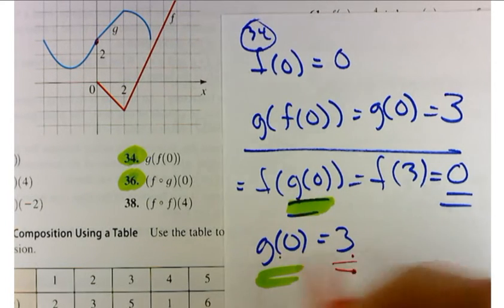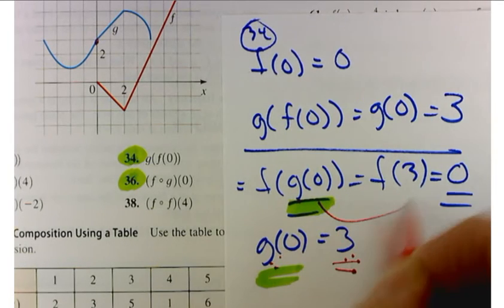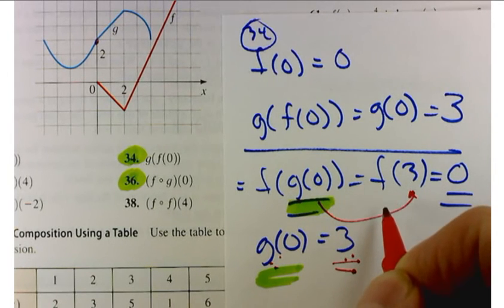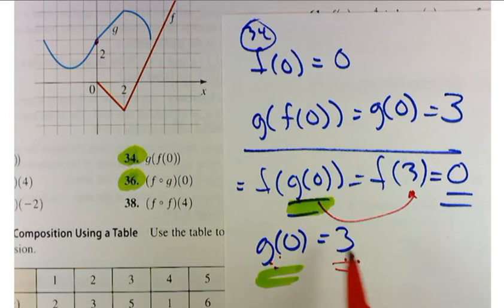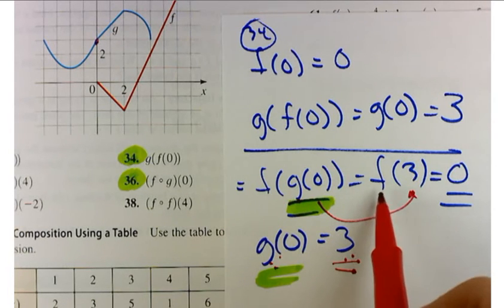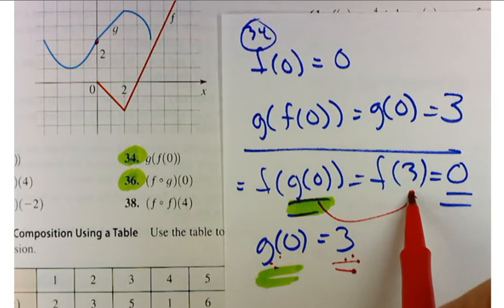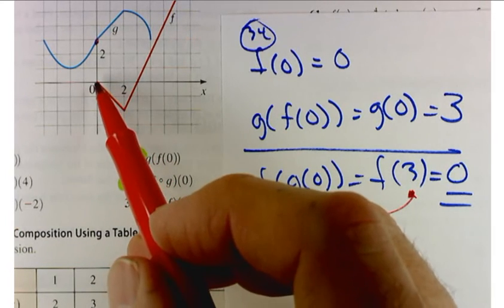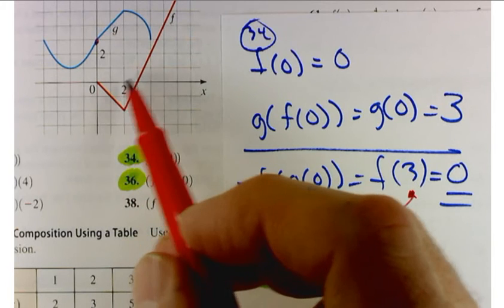Now I want to look at the graph for f. The input for f is the value of x equals 3. So let's find x equals 3. 1, 2, 3. And for x equals 3, f of x is 0. It's right on the x-axis. So that's where we get the 0 there from.